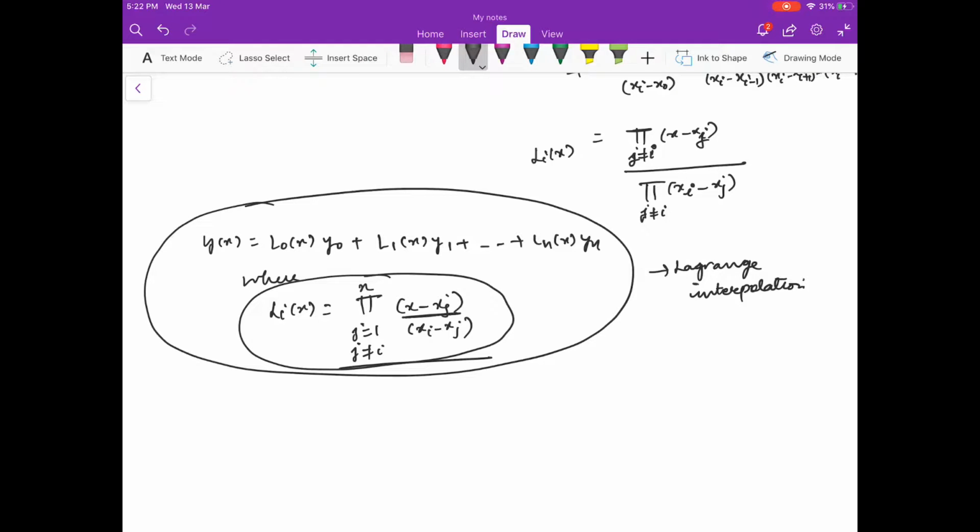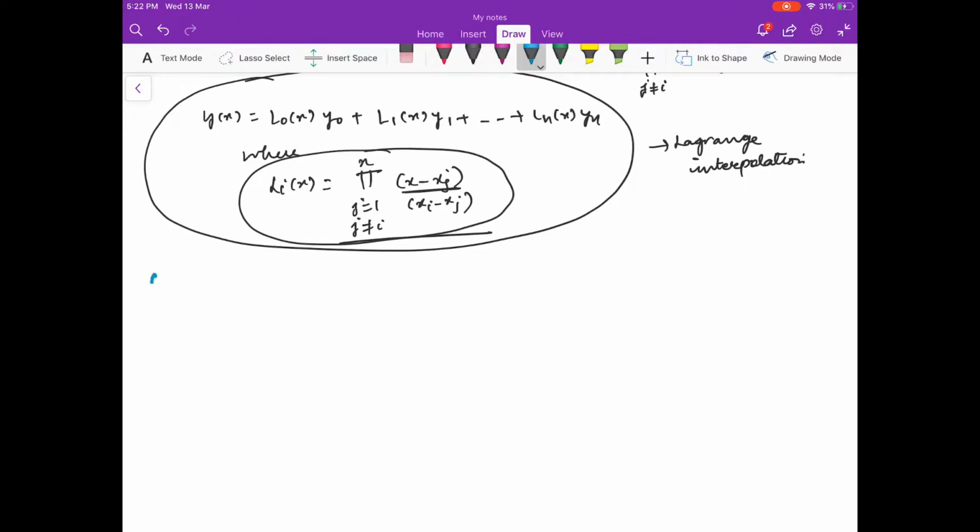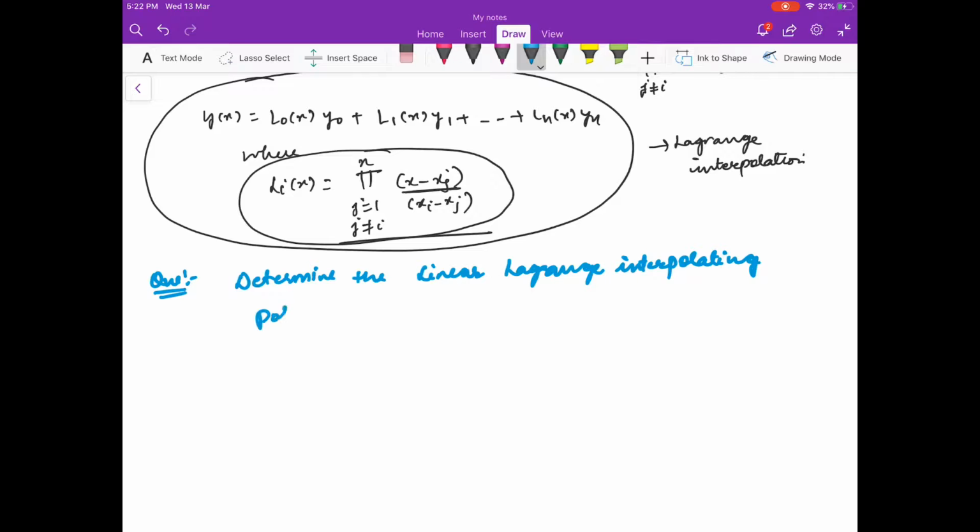Now let us do one problem. The question is: determine the linear Lagrange interpolating polynomial passing through the points (2, 4) and (5, 1). What you can do is very simple, you simply have to know the formula.